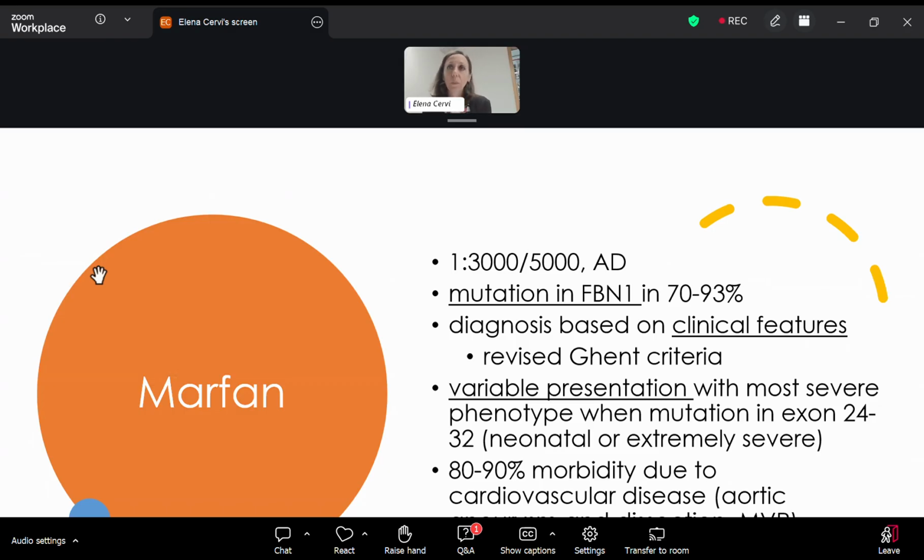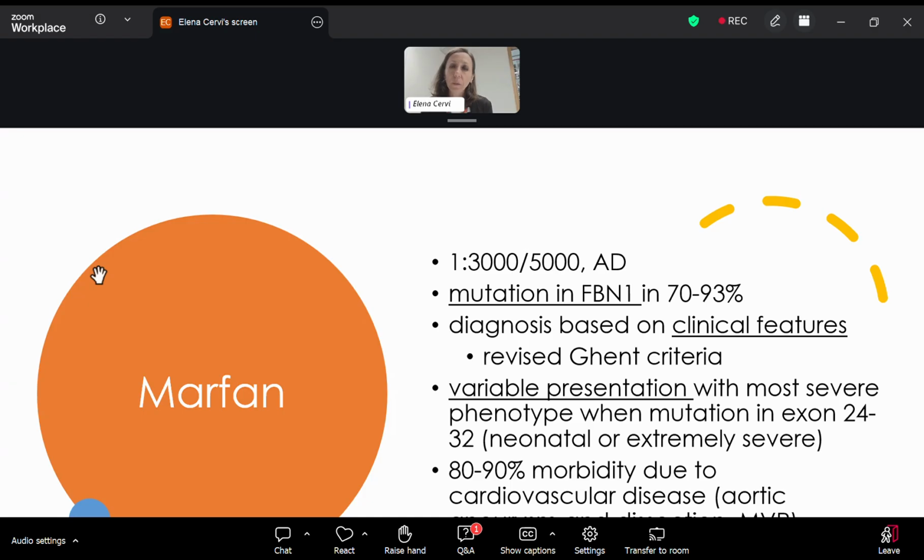So Marfan is probably the most well recognized and most well described nowadays. It affects 1 in 3,000 to 1 in 5,000 people, it is autosomal dominant, and mutations in fibrillin 1 are picked up in around 90 to 95%. The diagnosis is based, as mentioned already, on the revised Ghent criteria, which are very important but can be less informative in children just because the phenotype might not be fully manifest, and we'll look at that in a second.